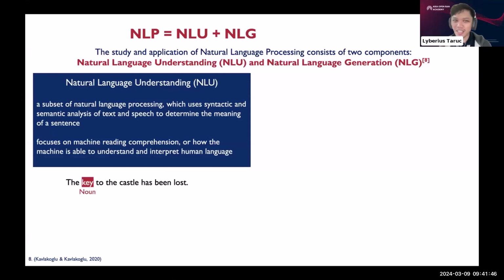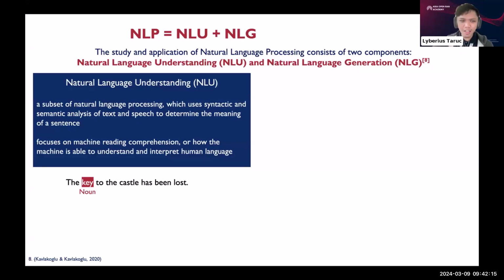So in a way, for example, in this sentence, I suppose anybody here who is familiar with D&D, Dungeons and Dragons, that is a tabletop game. So let's put this into context, for instance, and say you are in a campaign right now, and this is what the dungeon master is saying. So first off, the key to the castle has been lost. So you'll notice the word here, key, it is used as a noun, right?